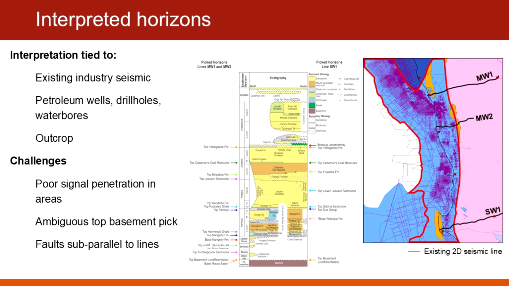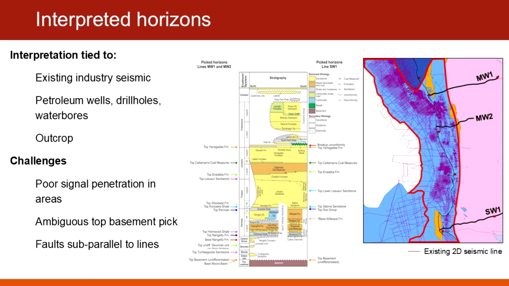The Perth Basin is a mature petroleum exploration and extraction province. On the right here, all these purple lines are the existing 2D industry seismic lines. I haven't included in this picture all the petroleum wells that there are as well, and there are still discoveries of gas being made in the Perth Basin. So there's a lot of industry data that can help constrain this interpretation, which is good because there's not a lot of outcrop of Perth Basin rocks.